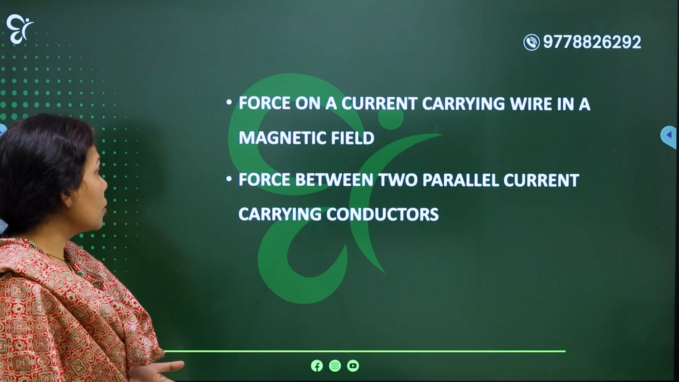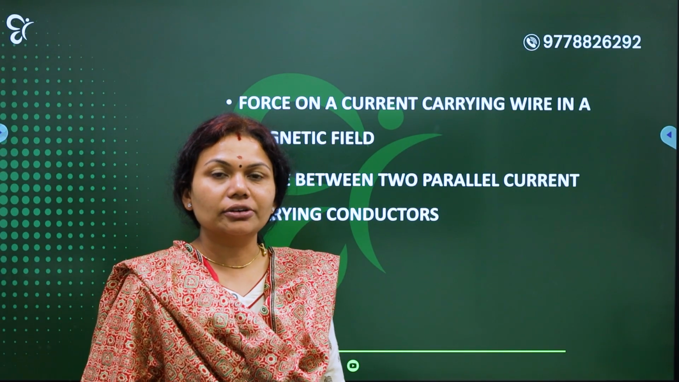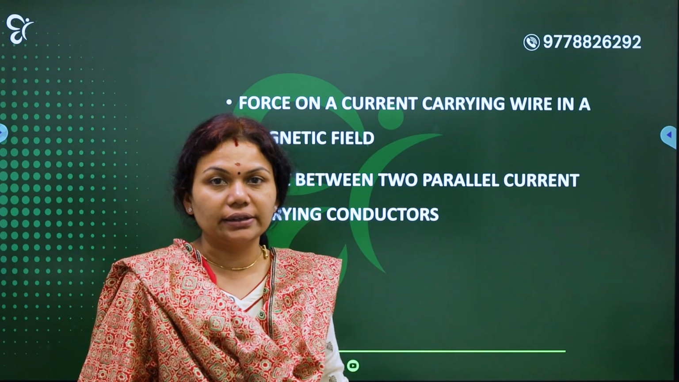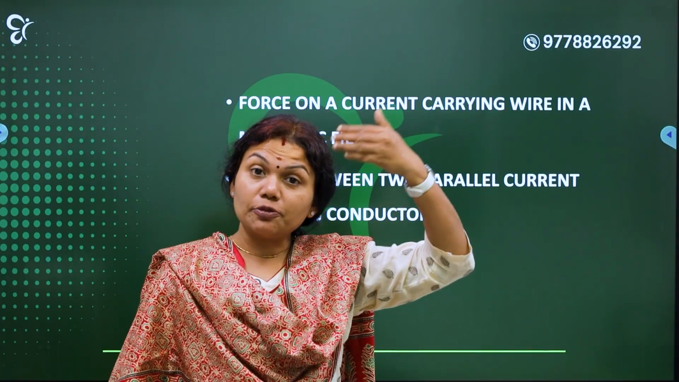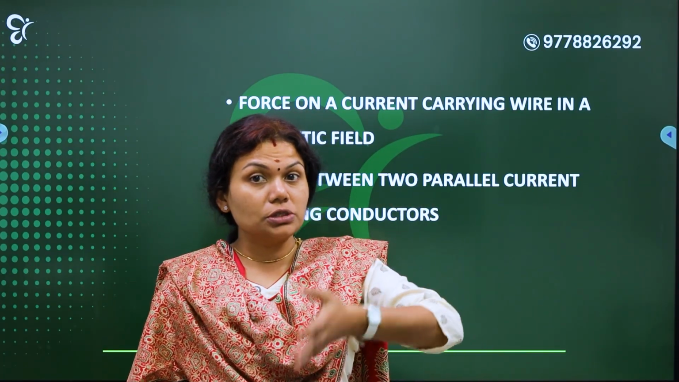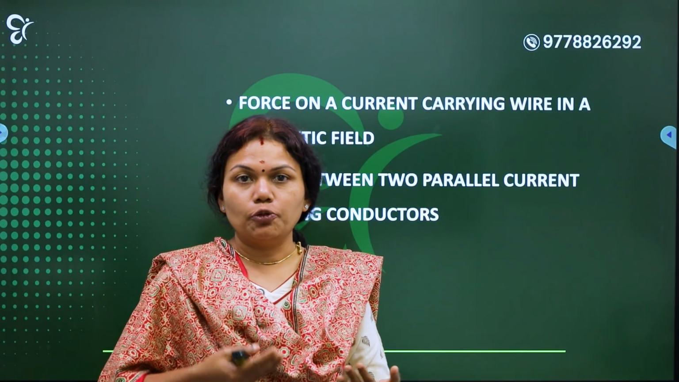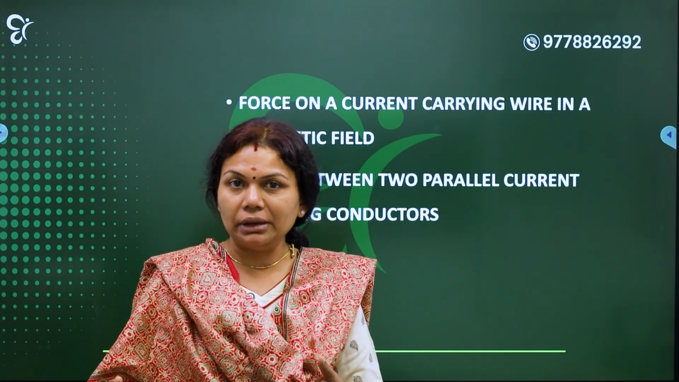Next is force on a current carrying wire in a magnetic field. When a current carrying conductor is placed in a magnetic field, it will experience a force ILB sin theta. So based on that, questions can come. Then when is the force maximum? When is the force 0? All these things you have to learn. That is what should be theta for force to be maximum, and what should be theta for force to be minimum.